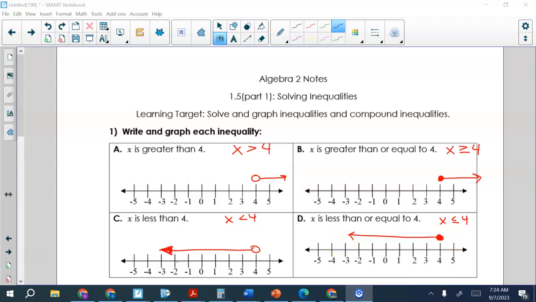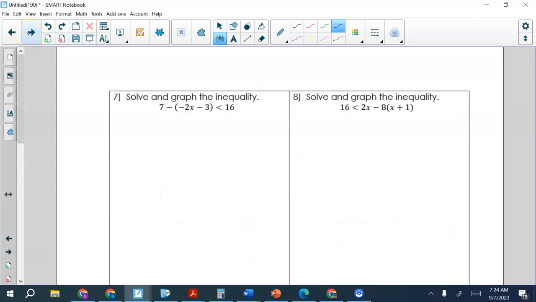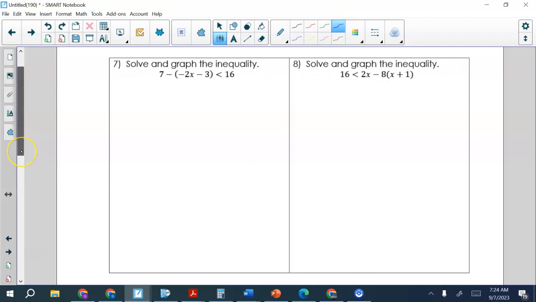So let's go ahead and go to the back page. Just a couple practice problems here. Why don't you go ahead and try number 7 and number 8, and then pause the video, and I'll put the answers up here shortly.